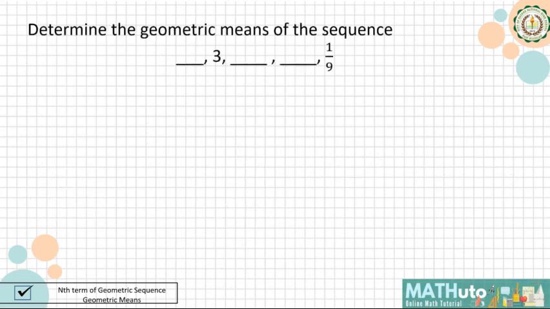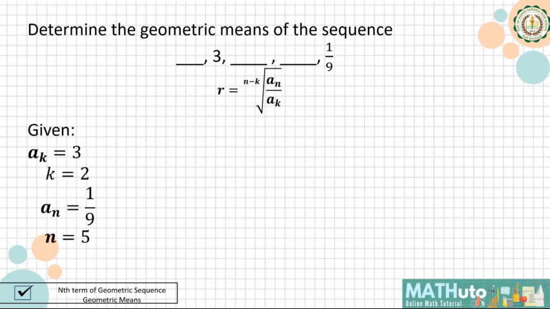Let us now have the last example. Determine the geometric means of the sequence. So we are looking for the first term, the third term, and the fourth term, given the second term, which is 3, and the fifth term, which is 1 over 9. Using again the formula, let us have the given.